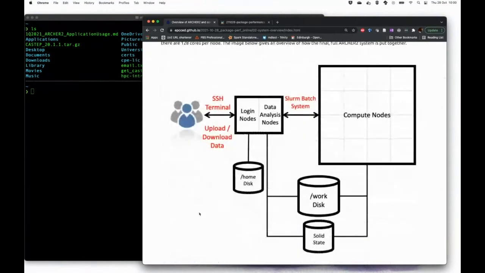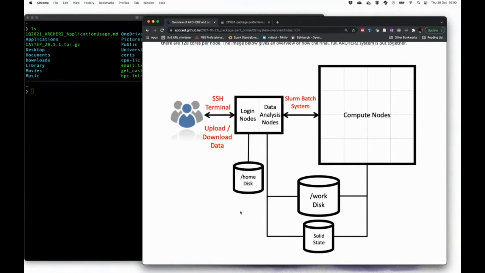This picture is actually for the full system. There are some components here, in particular the solid state storage, that are not available on the preview system that we're going to be using, and the data analysis nodes aren't available on the preview system either. But there are the login nodes and the compute nodes. There's a fast parallel file system, which is called /work, which is available both on the login nodes and the compute nodes.